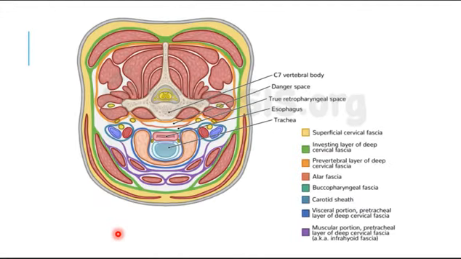And this is another axial section for the cervical fascia divisions of the neck. It's important to know that the carotid sheath is made from all three layers of the neck fascia. So any fascia involved by any inflammation may extend into the carotid sheath, because the carotid sheath anatomically is made from all three layers of the cervical fascia.